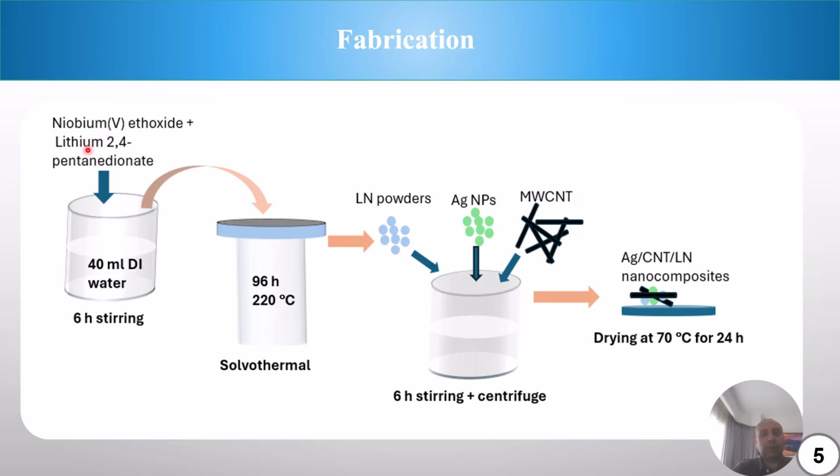There are different steps. We start by mixing niobium hydroxide with lithium pentanedionate in 40 milliliters of deionized water, and we stir for 6 hours. After stirring, we put the mixture in a stainless steel autoclave for 86 hours at 220 degrees Celsius. After decanting and centrifuging, we obtained the clean LN powder, and we mixed it with chemically fabricated silver nanoparticles and multi-wall carbon nanotubes made by CVD. Then we stir, centrifuge, and decant with water and ethanol in different steps, and at the end we dry them at 70 degrees Celsius to remove the moisture, and they can then be used for characterization.